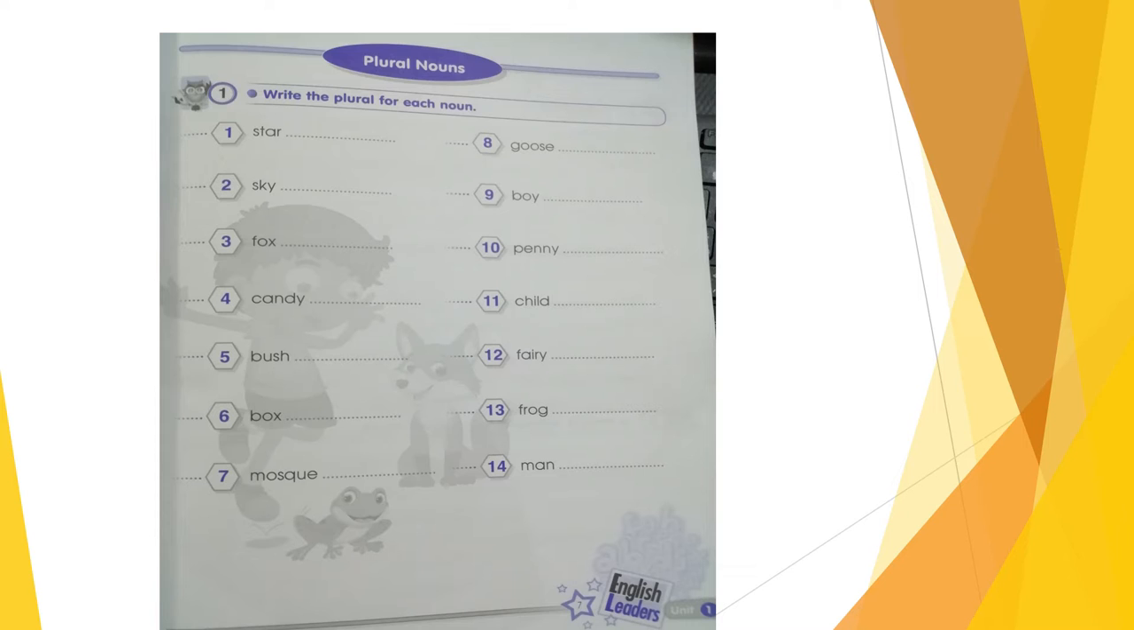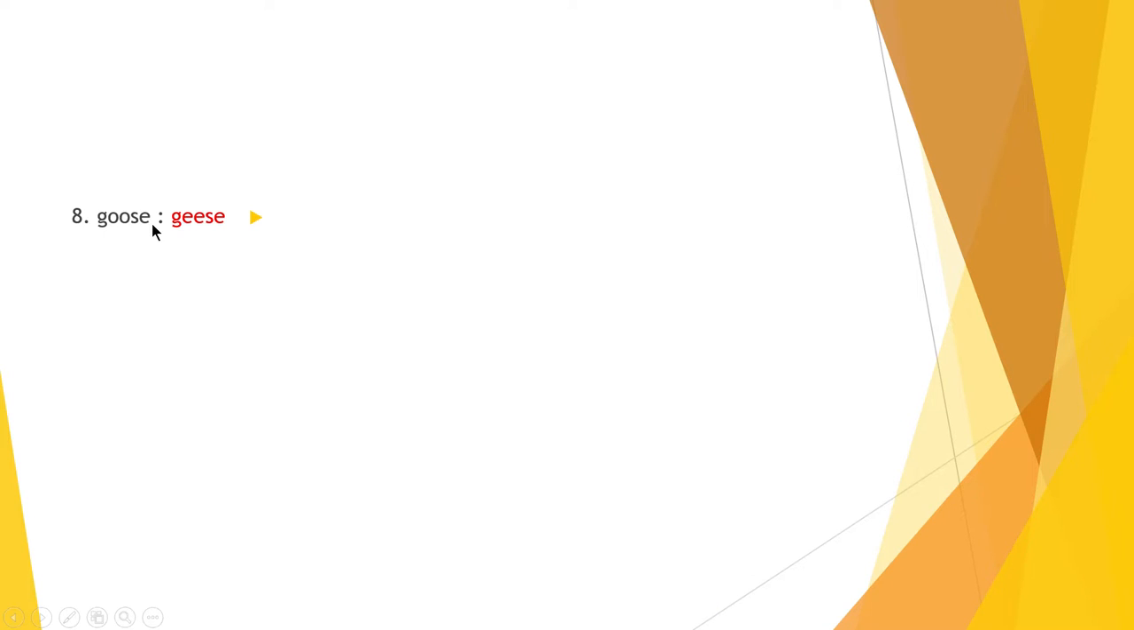Okay. So first of all, I would like to ask you, goose follows which rule? Number 1, number 2, number 3, or number 4? Yes, it follows rule number 4. It has an irregular plural form. So goose becomes geese. Goose, geese.